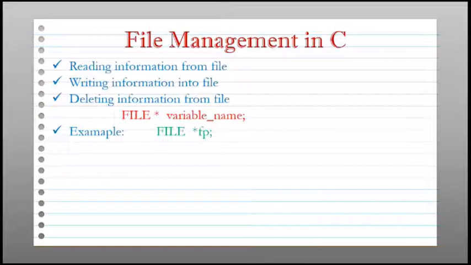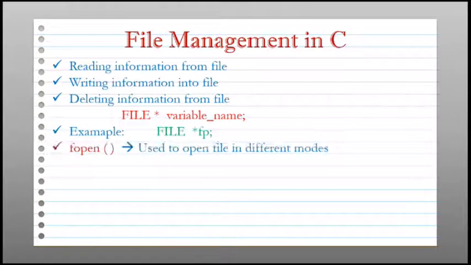There are different types of operations that can be performed on a file. But before performing any operation on a file, we have to open that file. To open a file, there is one function called fopen. That function we have to use. This fopen function is used to open a file in different modes. These modes can be reading data from a file, writing data into a file, etc.